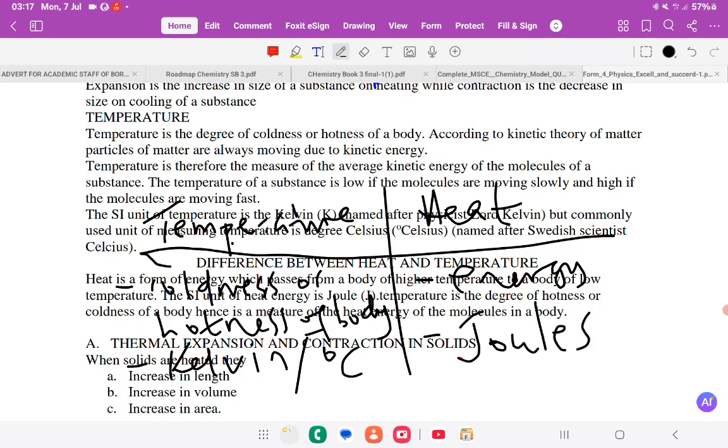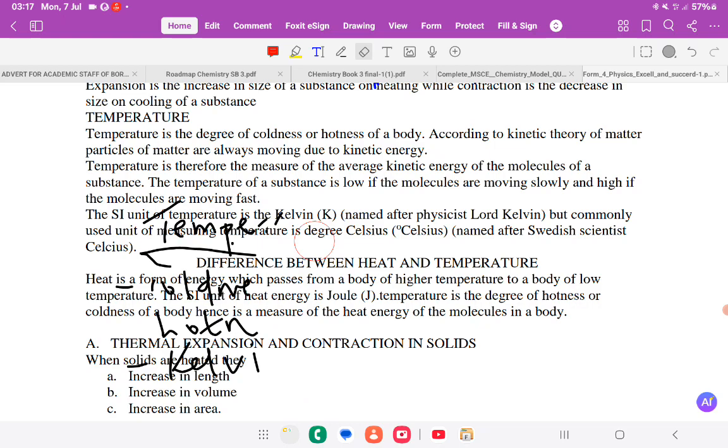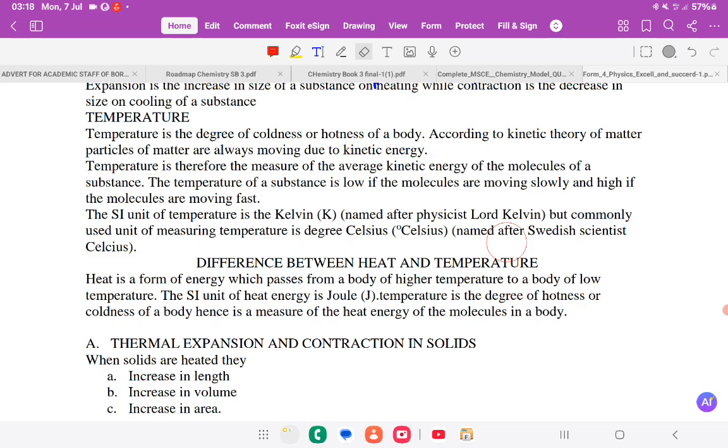So take note of these key differences, because your examiners will require you to, I'm sure you have seen questions like that in MSCE papers, asking you to differentiate heat and temperature. So when you're giving differences, you can use the definition of the two terms. Heat is a form of energy which passes from a body of high temperature to a body of low temperature, while temperature is the degree of hotness or coldness. The SI unit of heat is the joule, while the SI unit of temperature is the Kelvin.